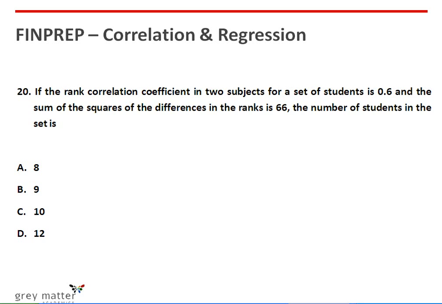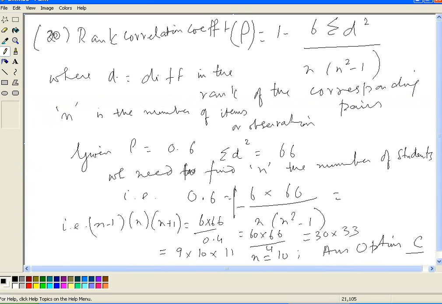28th question. If the rank correlation coefficient in two subjects for a set of students is 0.6 and the sum of the square of the difference in the ranks is 66, find the number of students in the set. Going back to our work area, rank correlation coefficient rho is equal to 1 minus 6 sigma d squared by n into n squared minus 1, where d is the difference in the rank of the corresponding pairs, n is the number of items or observations. Here it refers to the students.